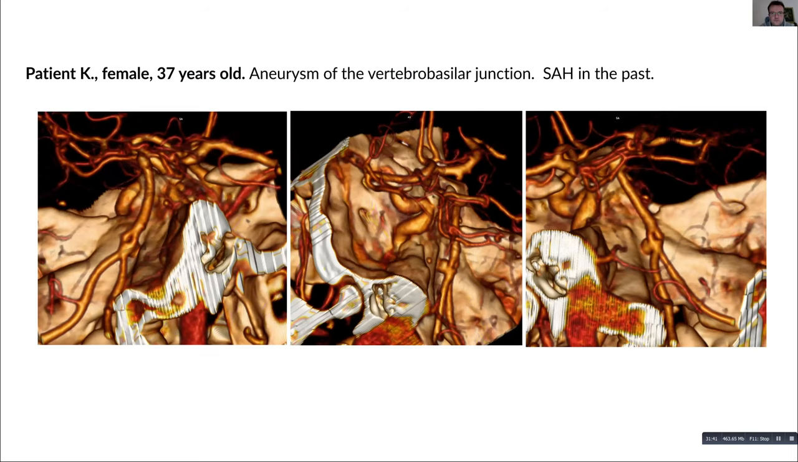So here is one more example of a ventrally localized basilar junction aneurysm.